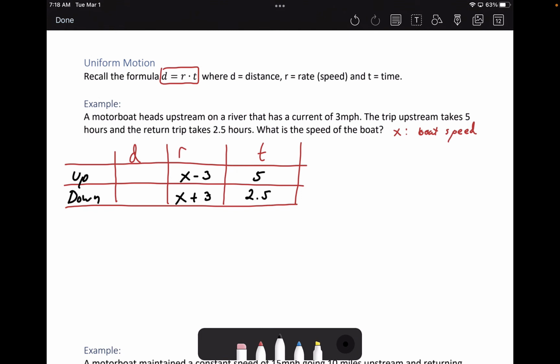And then the final 2 boxes will always come from the formula. In this case, D equals RT. So we simply look at the table and multiply these. So we have 5 times x minus 3. I'm just going to reorder it to make it look a little prettier. But we're simply multiplying the 2 boxes. 2.5 times x plus 3.